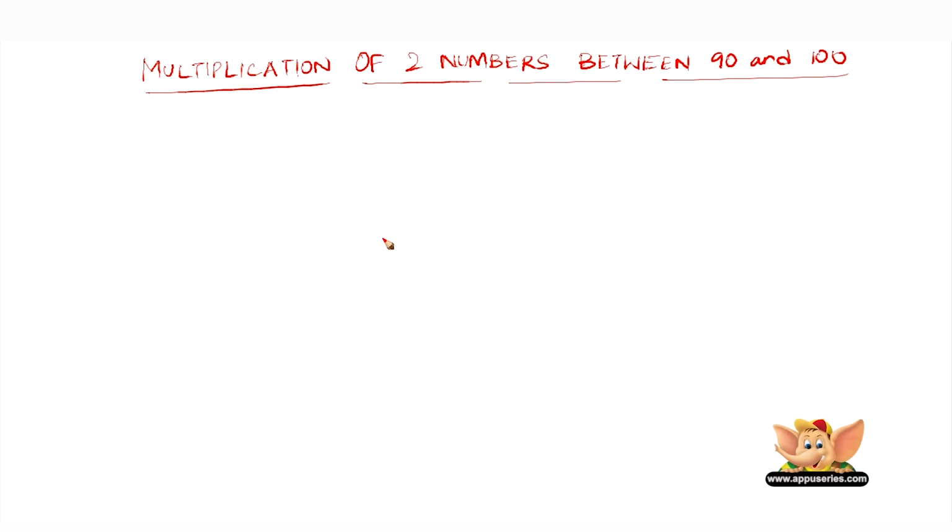In this video, let us learn how to multiply two numbers between 90 and 100. So let us learn that with the help of an example. Let us consider two numbers between 90 and 100. That is, let us consider 94 and 92. So let us see how is multiplication of 94 into 92 in a very simple way.